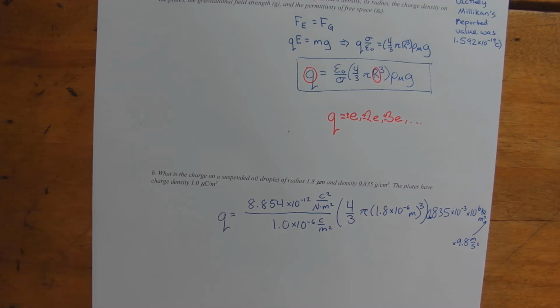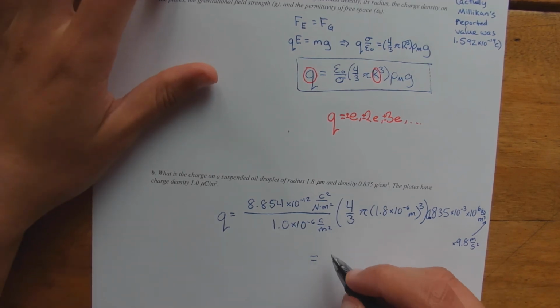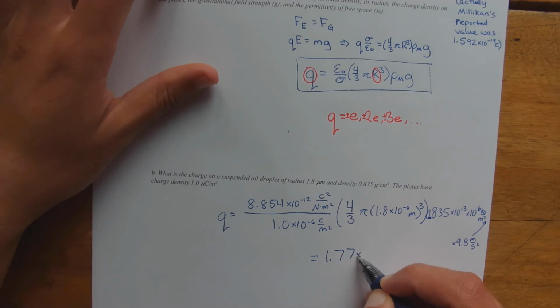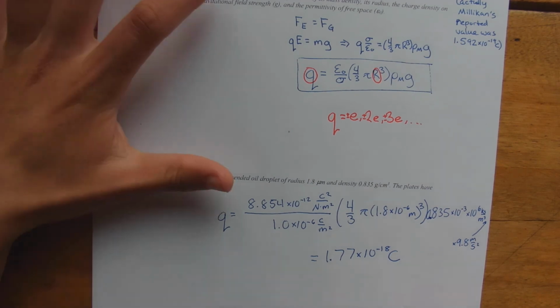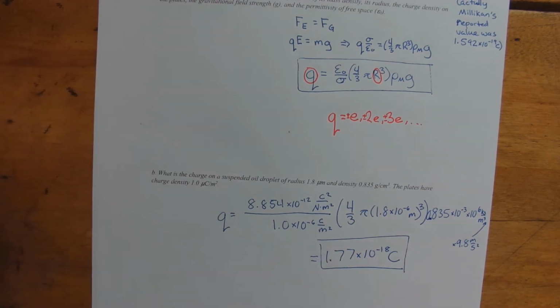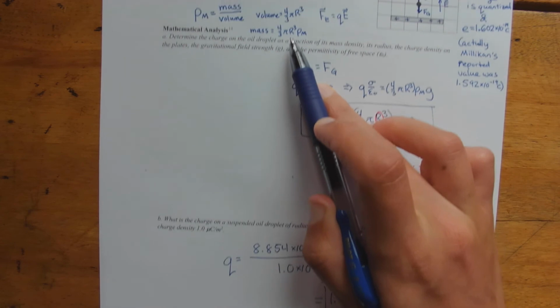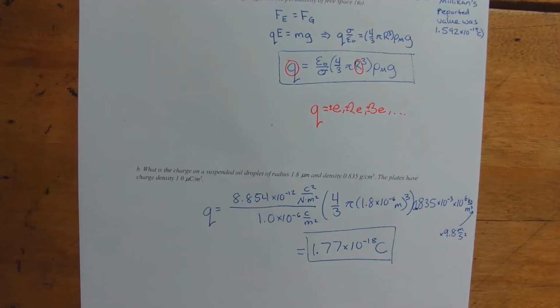So if we have everything in kilograms, newtons, meters, coulombs, seconds, the units will all work out, and we get 1.77 times 10 to the negative 18th coulombs. And that is our answer. Problem number 35 is similar to this, and it's a homework problem, but 35 is a little bit easier because they are letting you use the mass in problem 35, so you don't have to use an equation like this. Okay, so that concludes problem 36.